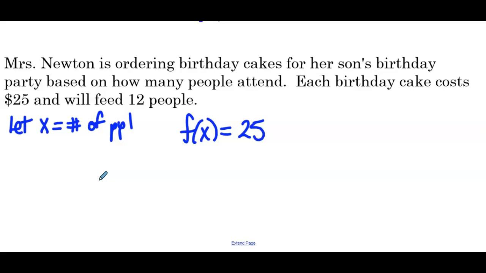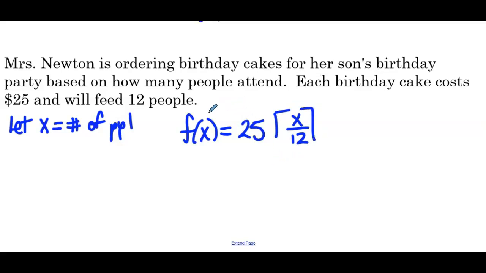Right? If 26 people came, 26 divided by 12, 12 doesn't go in evenly. Right? It would be 2 point something. Well, we need to buy 3 birthday cakes, so everyone is fed. So we have to round up again. Okay, so what we're going to do to figure out the number of birthday cakes is we're going to take the number of people divided by 12, and what we get from that, we're going to round up. Well, round up means we're going to use the ceiling function.